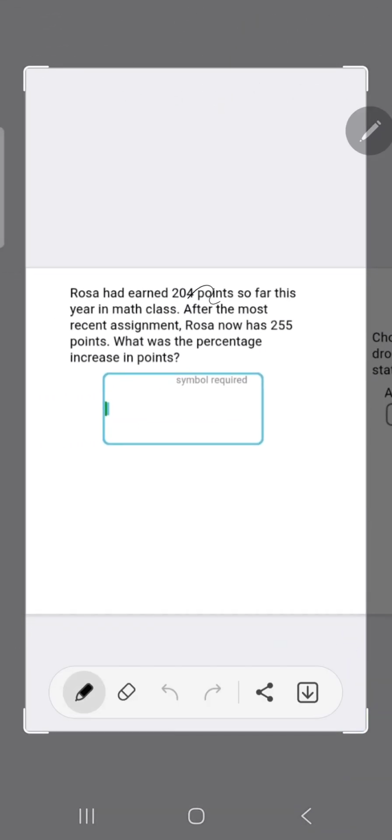Okay, Rosa went from 204 points in math class, now has 255. Subtract, that's a difference of 51. The original is 204. Divide, multiply by 100, so 51 divided by 204, then multiply by 100 is exactly 25%.